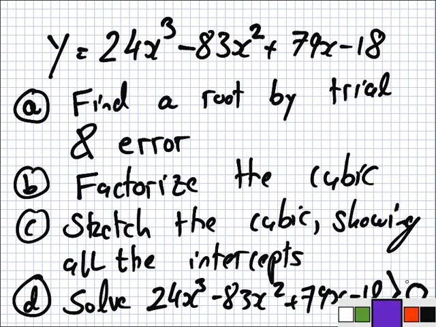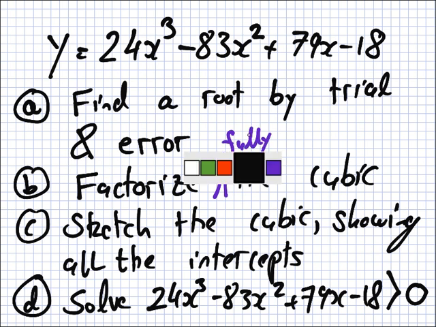Actually, I'll just say factorize fully. Everything is equal to 0, right? Factorize fully. It's equal to 0 when, yeah, make it equal to 0. When we use the word root, we always mean equal to 0.